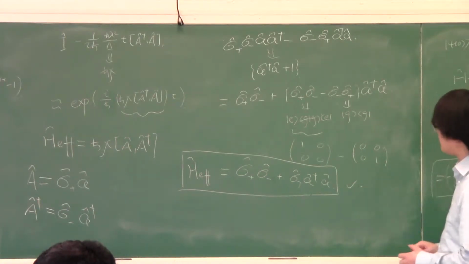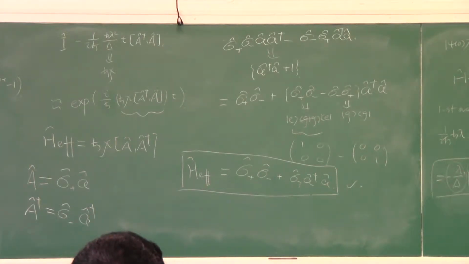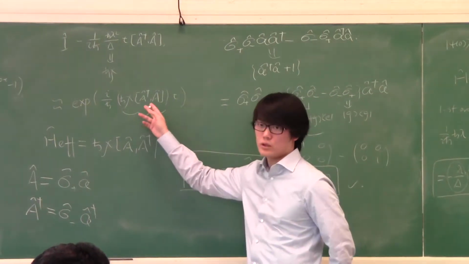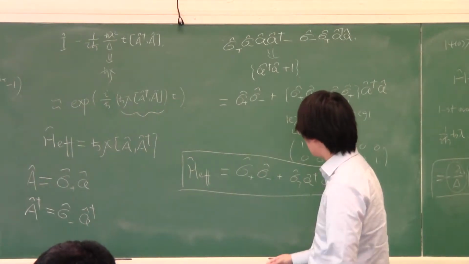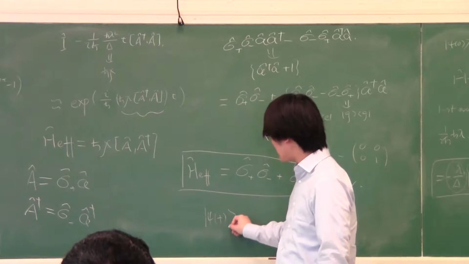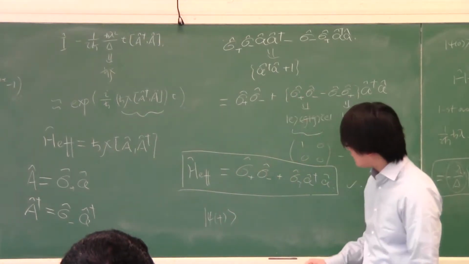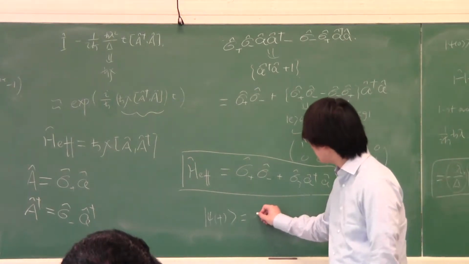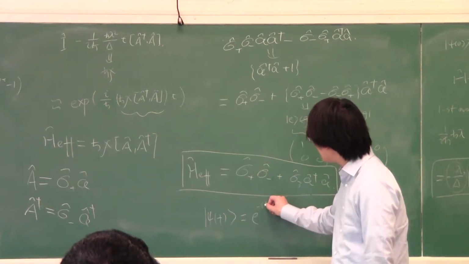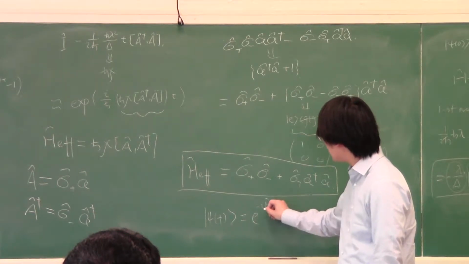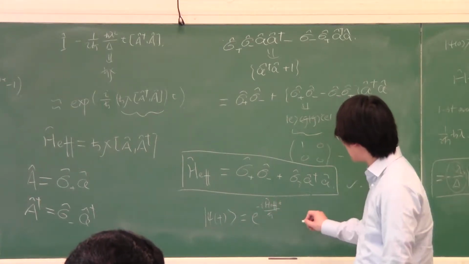So now let's think about how this will evolve the state, because the state will evolve roughly according to this time evolution operator. Right? And we have some states written in the interaction picture that you should understand. And then e to the minus i H effective over h bar.